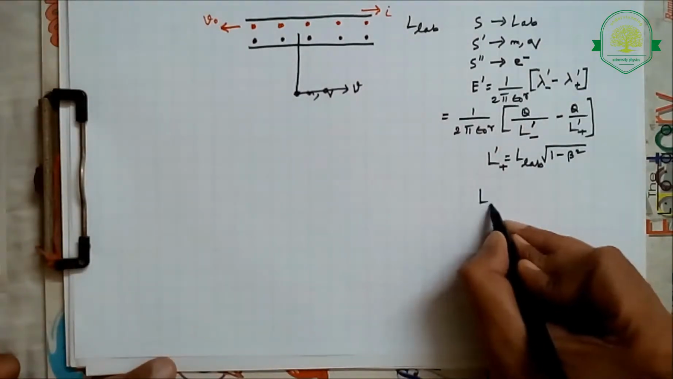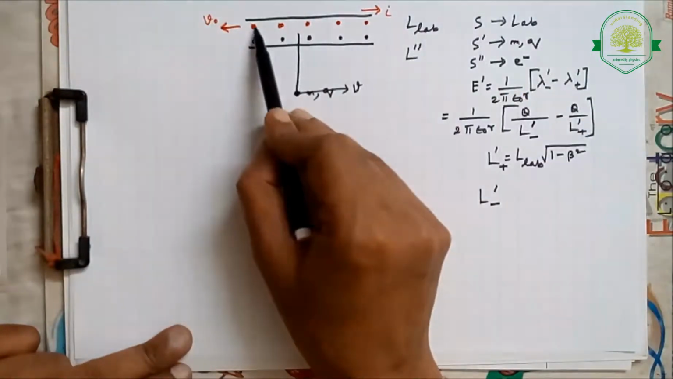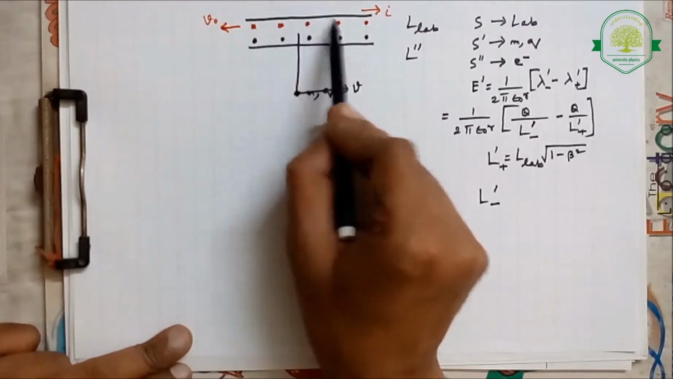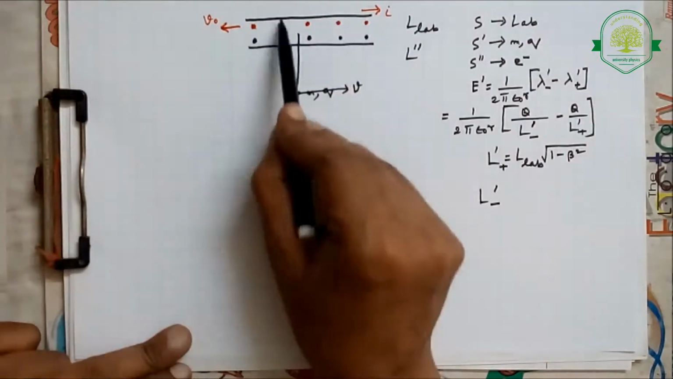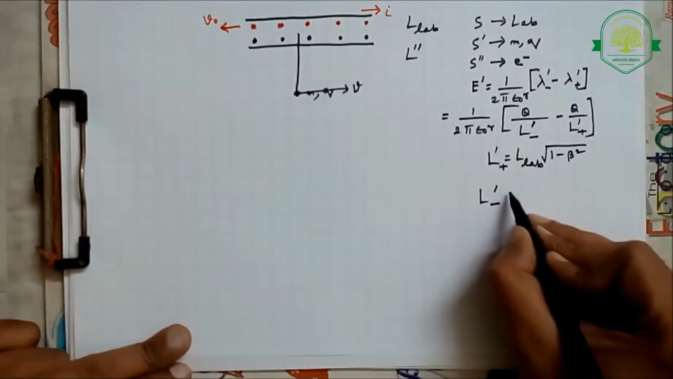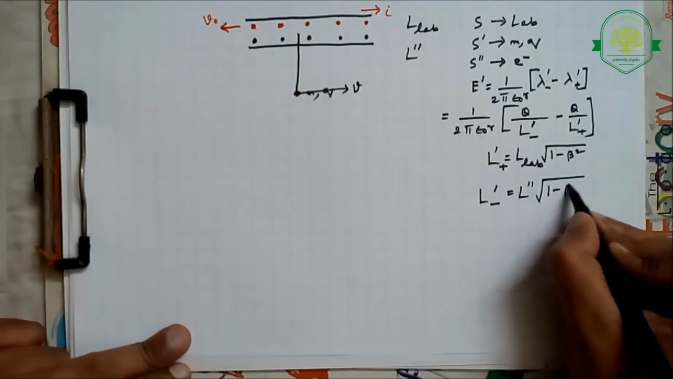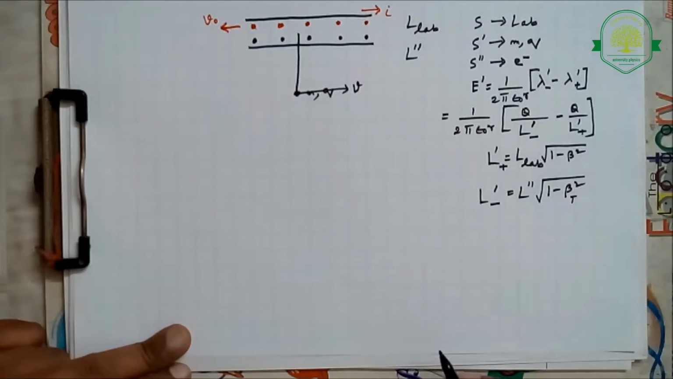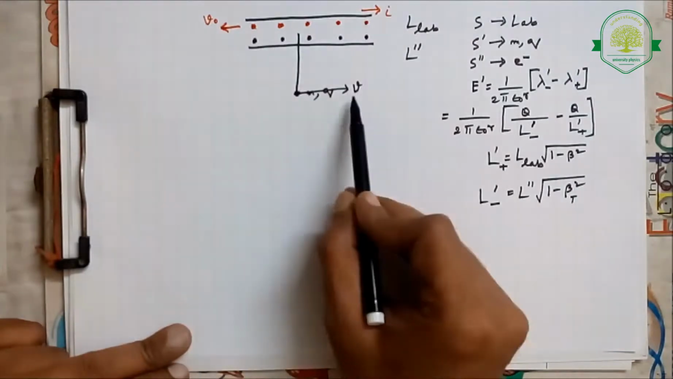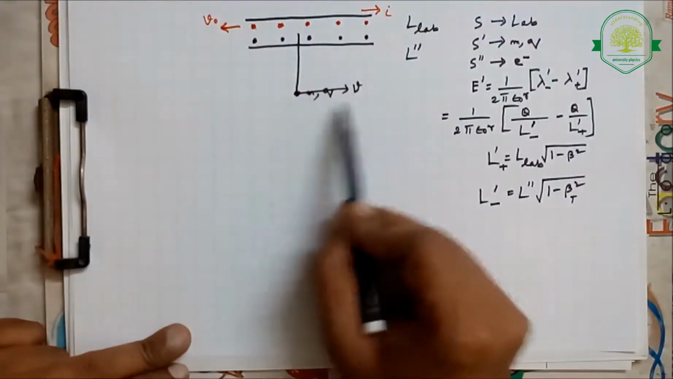What is L minus primed? Let's say that L double primed is the distance between any two successive negative charges as viewed in the double primed frame. That is the frame of the electrons. So L double primed is the natural length. So L minus primed is equal to L double primed times square root of 1 minus beta t squared, where beta t is the relativistic velocity of the electrons as seen from the primed frame.